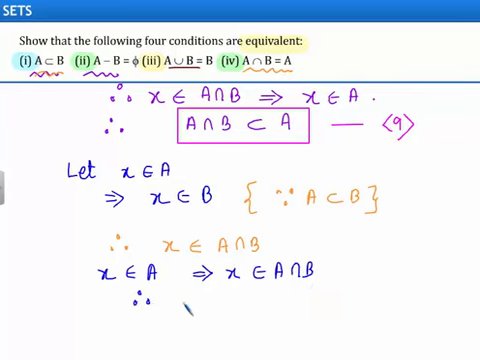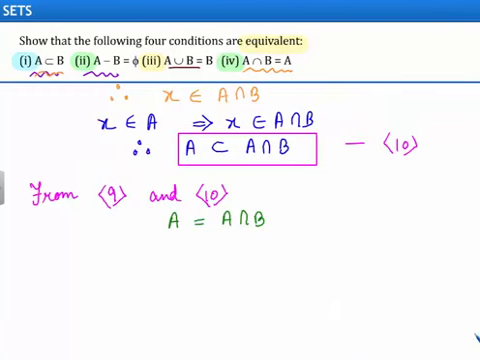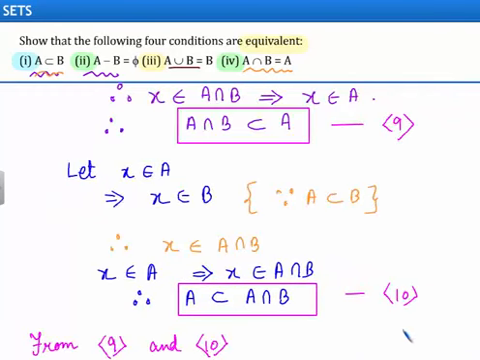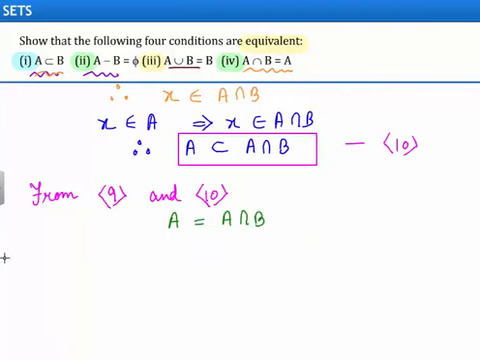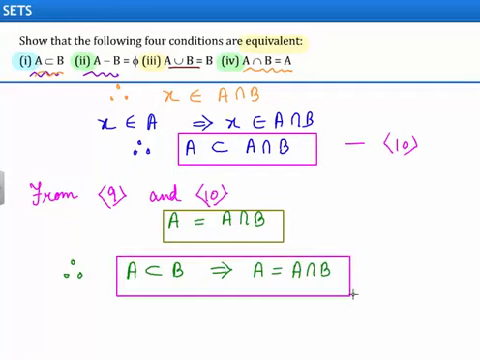Therefore, A is a subset of the set A intersection B, and let us name this as 10. So from 9 and 10 we have A is equal to A intersection B. Therefore, A is a subset of B implies that A is equal to A intersection B. Let us name this as 11.